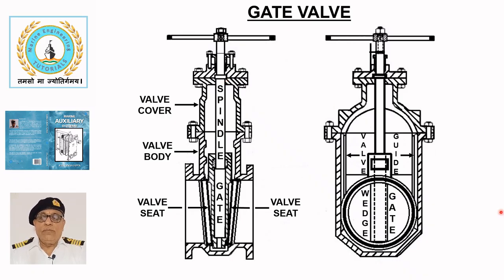Unlike a globe valve, the spindle of a gate valve does not move up or down. Instead, the lower part of the spindle has threads that engage with the gate, causing it to move up or down as the spindle is rotated. Usually, the gate is attached to the spindle with a removable nut. The gate has an internally drilled passage to allow the spindle threads to pass through when the valve is opened.